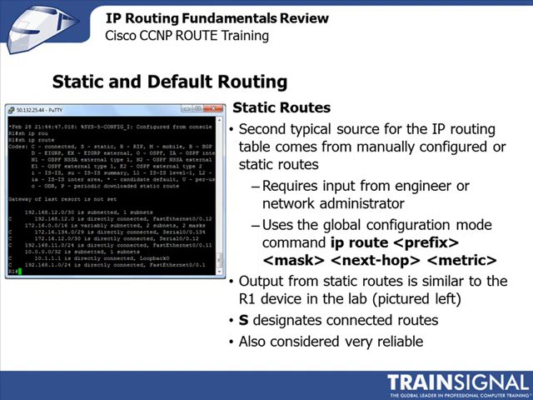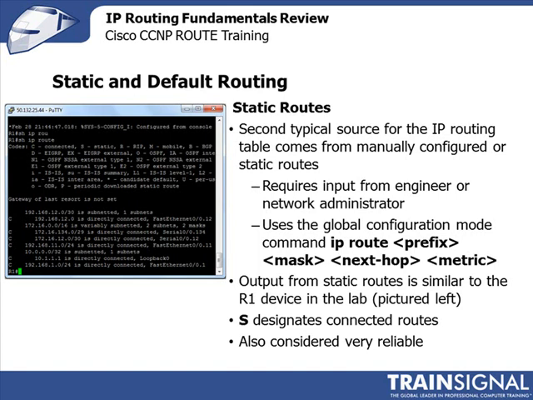192.168.2.0 255.255.255.0, and then if the next hop address was 172.16.12.2, that by itself would be enough. You can actually also just point it to an outgoing interface, but if there's a problem with the interface, that could become rather interesting. And then a metric if you want one.